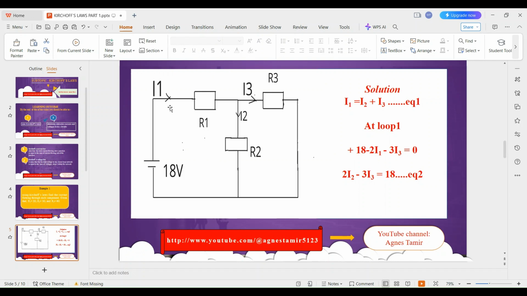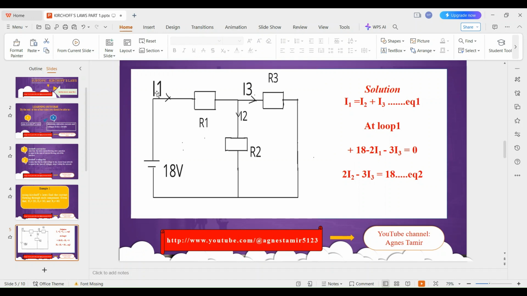Now, using Kirchhoff's current law, we have seen that the total current flowing into a junction is equal to the sum of currents flowing out of the junction.